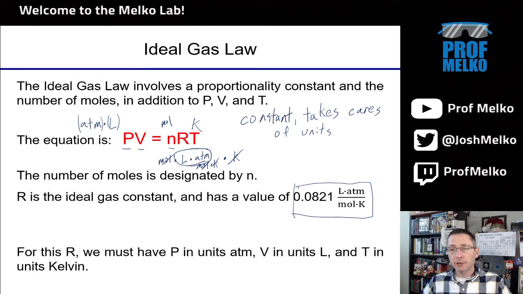Okay, so what's important here is that this number R has different versions, but this is the one I use for my class. This version of R has these specific units. Pressure has to be in units of atmospheres here. Volume has to be in units of liters.